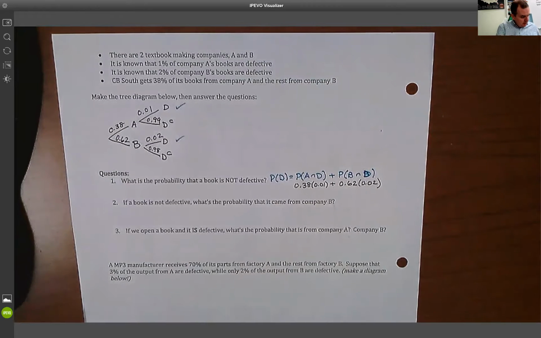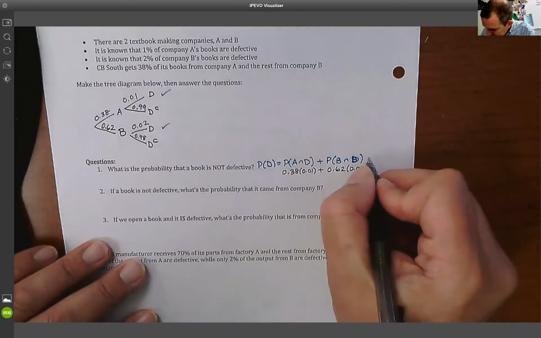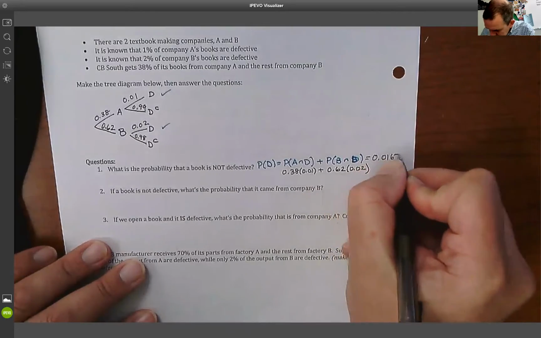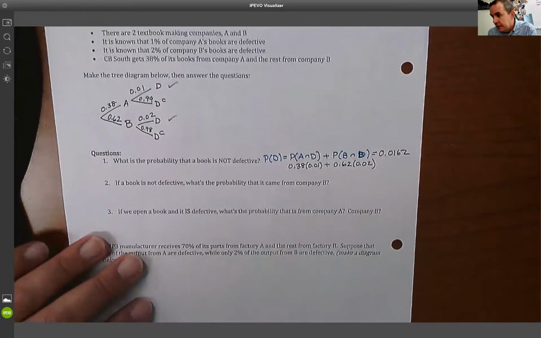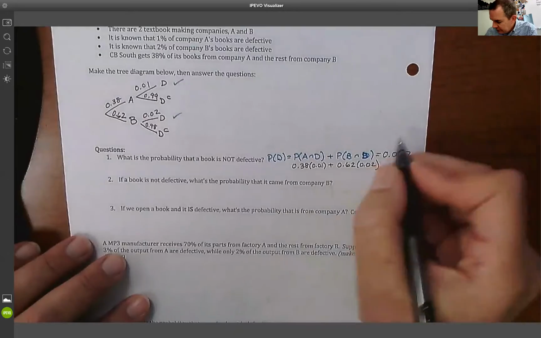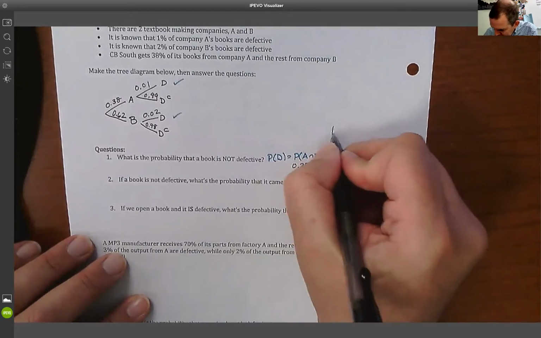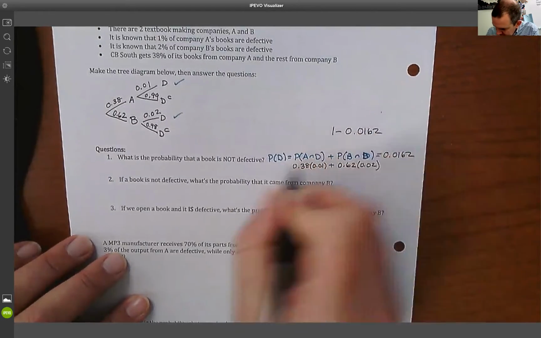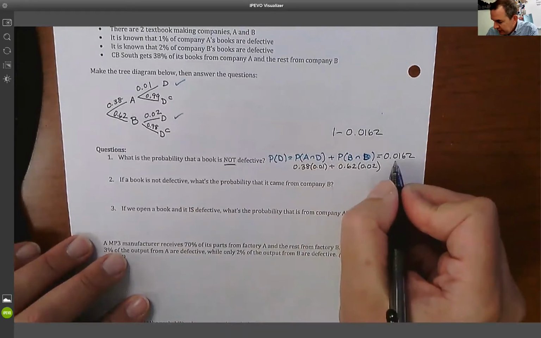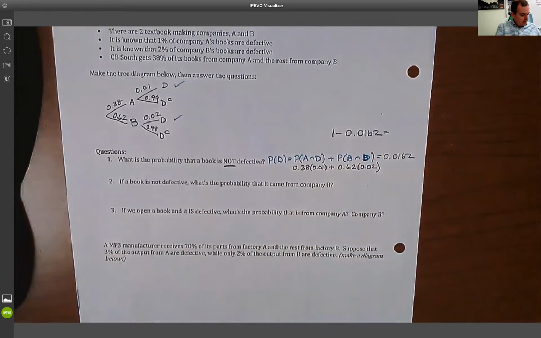What we're going to find out on that one is 0.38 times 0.01 plus 0.62 times 0.02. And that's going to tell me that about 1.6%. So this is 0.0162, about 1.6% of my books are defective. Said not defective, sorry. I misread that. So what I'm going to do is 1 minus that 0.0162. My mistake, it says not defective. So I just figured out defective, so I'm just going to do 1 minus.